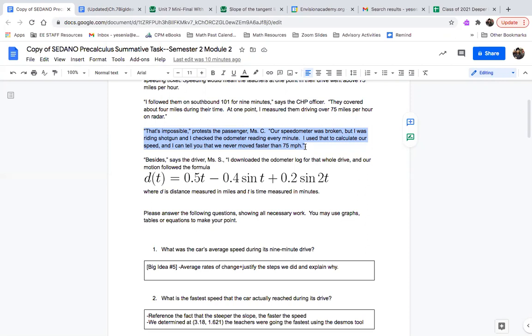I guess that's just another tool. I don't know what that is, honestly. If y'all know what that is, cool. All I know is that this odometer is giving Miss C a reading every minute. That's all we got to know. So she's able to get points at every minute, but she's not able to calculate instant speeds within a minute, like with decimal points. She's only able to do it per every minute. And she used that to calculate speed. According to her, they never move faster than 75 miles per hour. I don't think Miss C is lying. It could be true. So let's try to investigate.